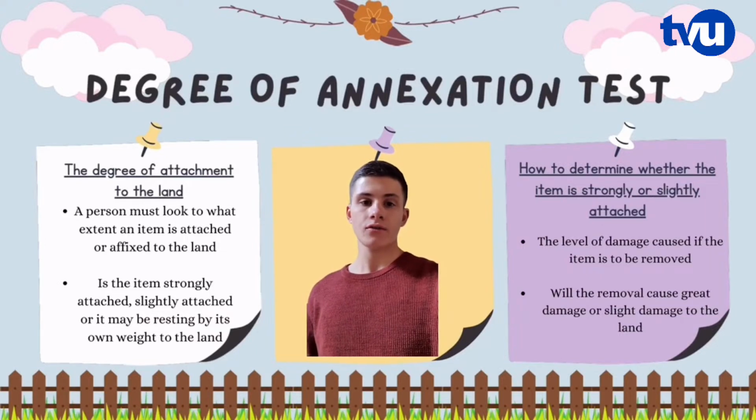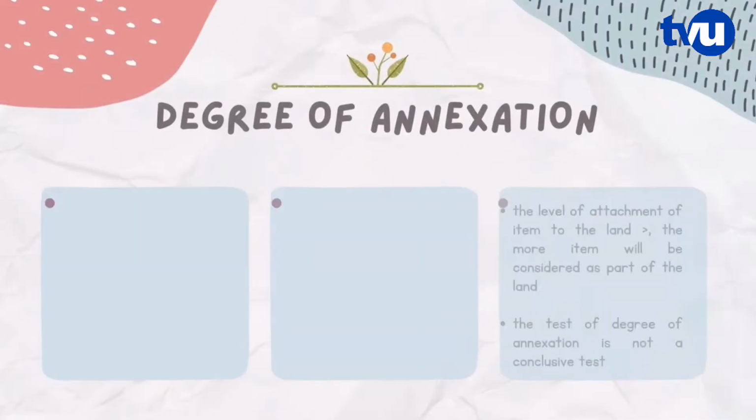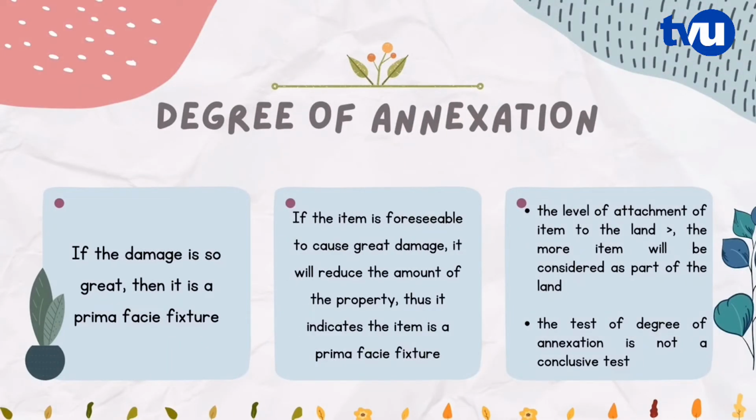So whether it is strongly attached or slightly attached to the land, or if it's just resting with its weight on the land. And to check to what extent this item is attached, we need to look through several criteria, such as whether the removal of the item would cause damage, and whether this damage would be a great or a slight one. And the next question is, how do we apply the degree of annexation test?